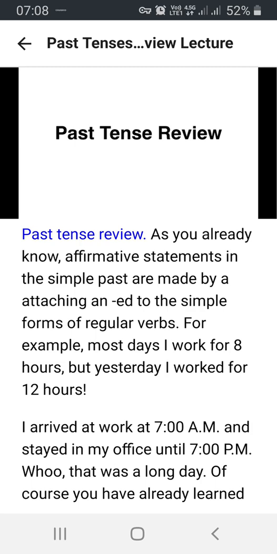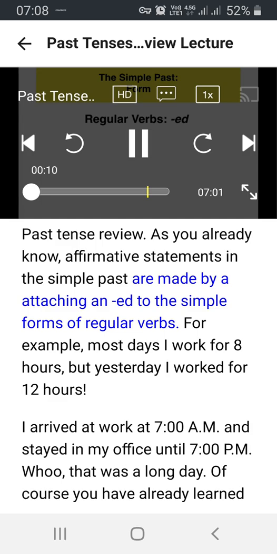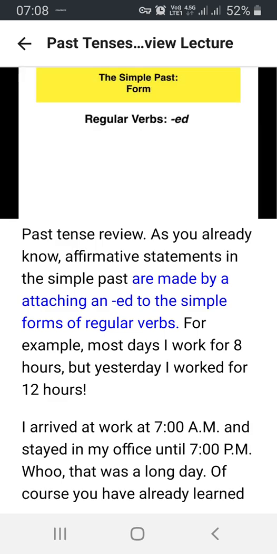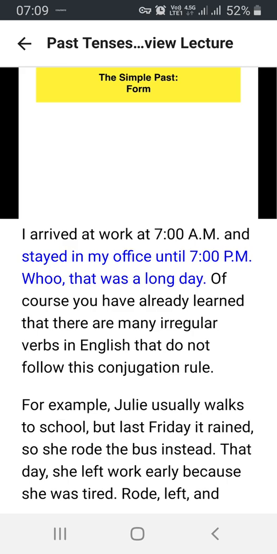Past tense review. As you already know, affirmative statements in the simple past are made by attaching an ed to the simple forms of regular verbs. For example, most days I work for 8 hours, but yesterday I worked for 12 hours. I arrived at work at 7 a.m. and stayed in my office until 7 p.m. Ooh, that was a long day.